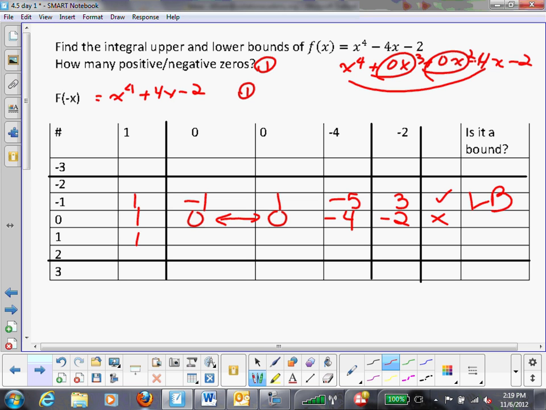Let's try 1. 1 times 1 is 1. 1, 1, negative 3. I'm going to continue this out just to show you something else. Negative 3, negative 5. Okay. It's nothing, correct? 1, 2, 4, 4, 6. There's my upper bound.